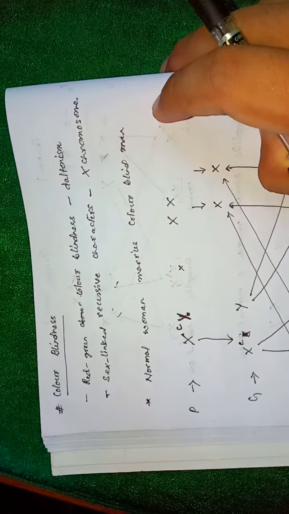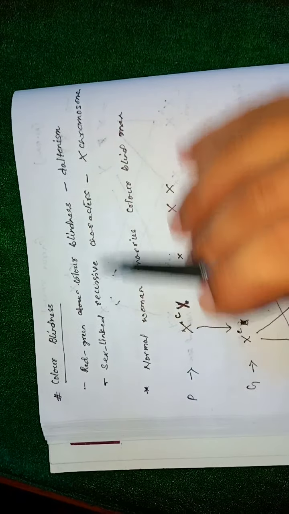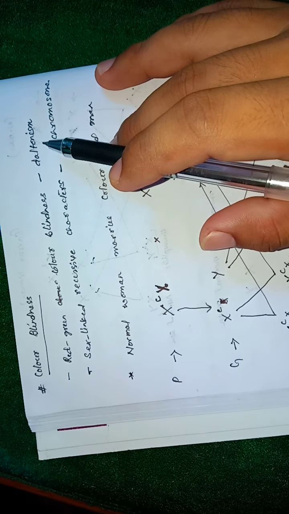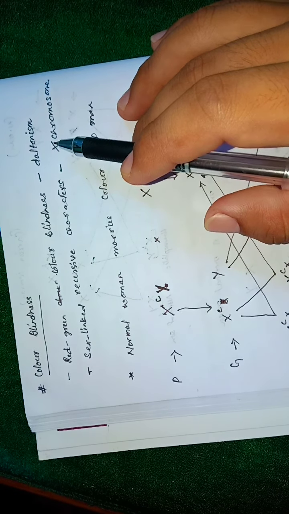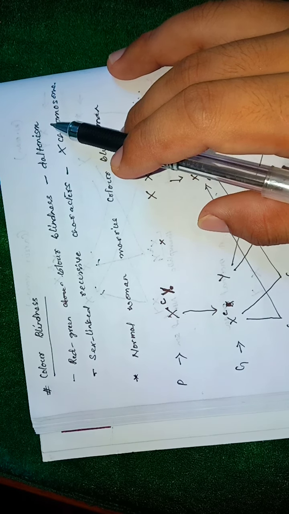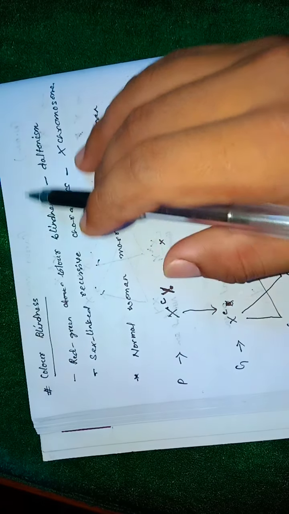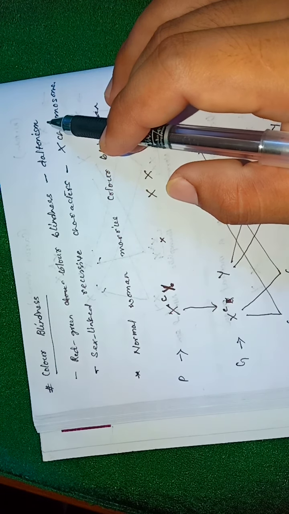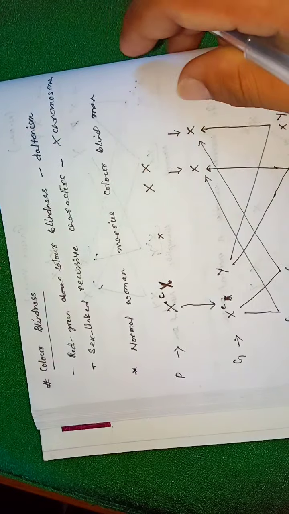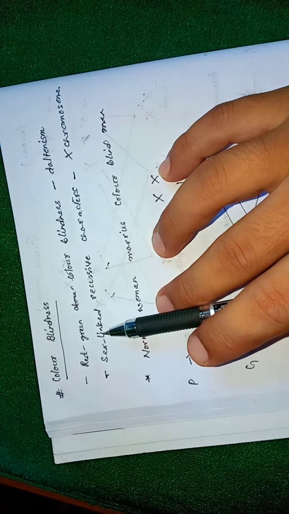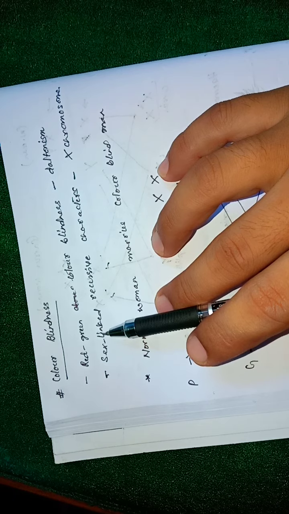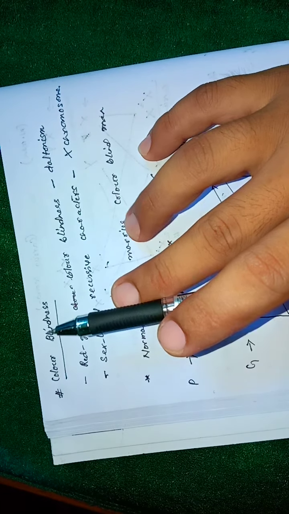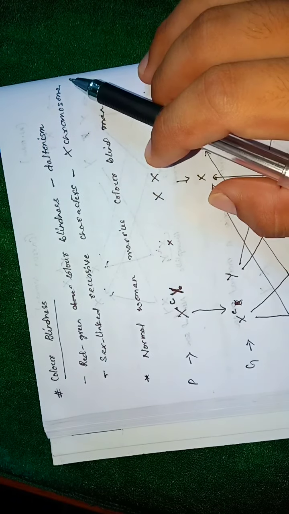Now the next topic, let's discuss colorblindness. There are some persons who are unable to distinguish certain colors. So those persons are called colorblind persons. Several types of colorblindness are known, but red and green colorblindness is also called daltonism, named after the scientist Dalton. This colorblindness is a sex-linked recessive disorder, and the gene for colorblindness is present on the X chromosome.